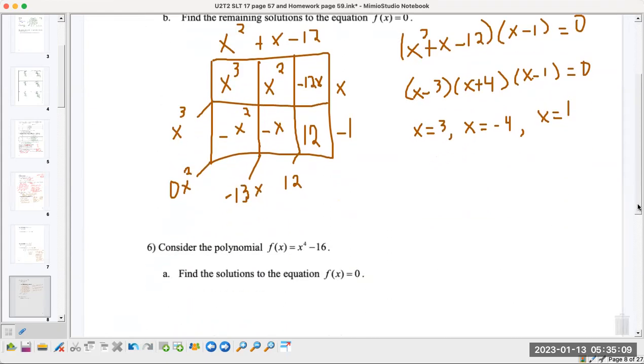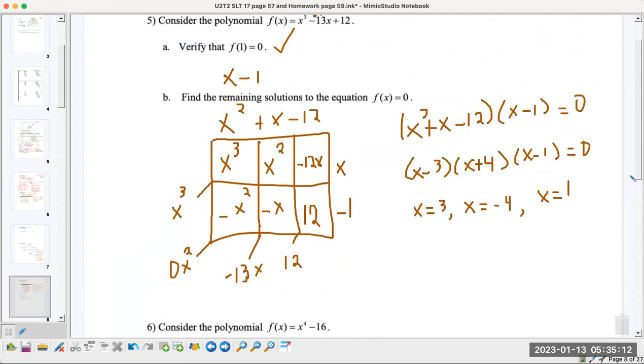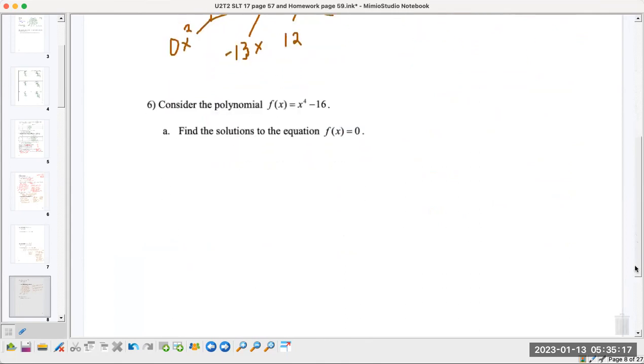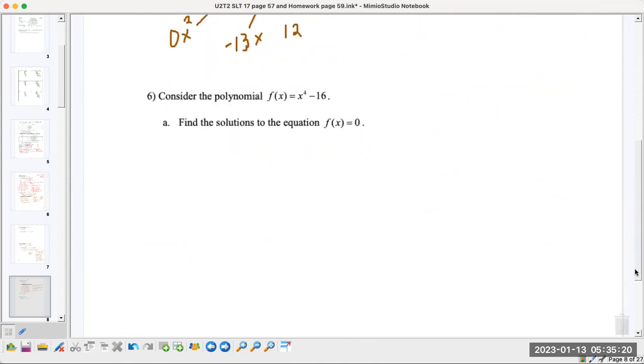Okay, we found our solutions, we found our factors, and go ahead and pause the video and do number 6 on your own. I'm just going to write the final answers. Number 6 should be really easy. You notice it's a difference of perfect squares. So hopefully you notice that. I'll write the final factors and challenge yourself and see if you can get there.